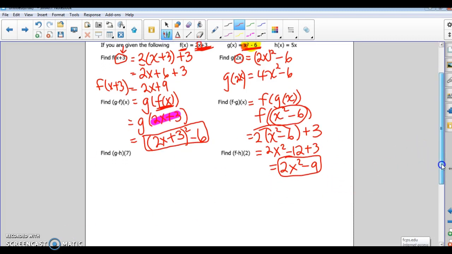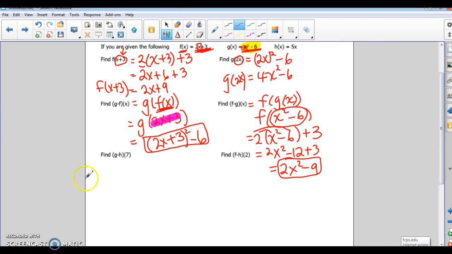Let's take a look at the next one. So, g of h of 7. So we know how to go from composite function to this g of h of 7. Now, what can we do? We always start from small to big, inside to out. So we got to figure out h of 7. Do we all know how to do h of 7? We're going to just replace x with 7. So let's figure out h of 7 first. What is h of 7? h of 7 is 5 times 7, which is 35.